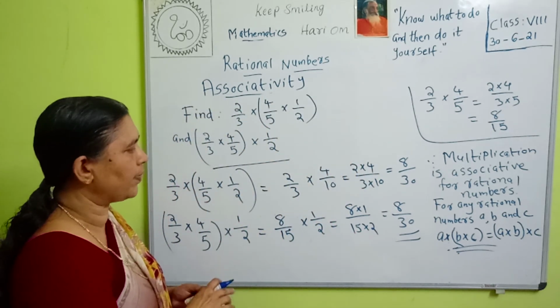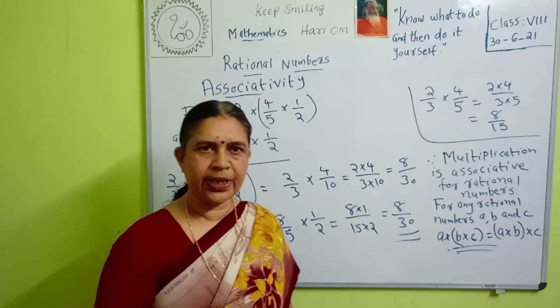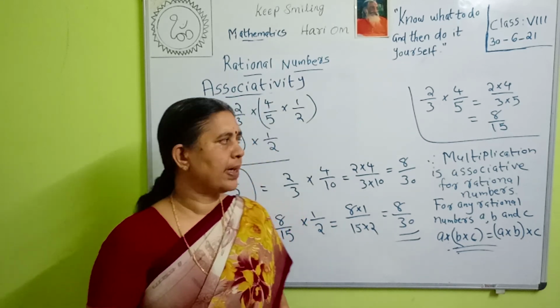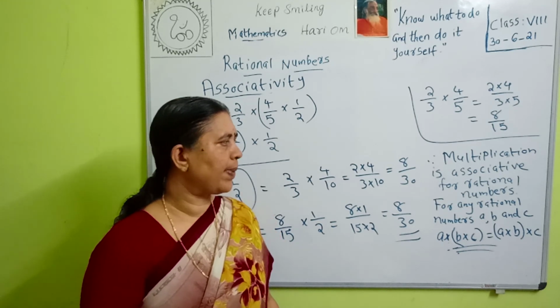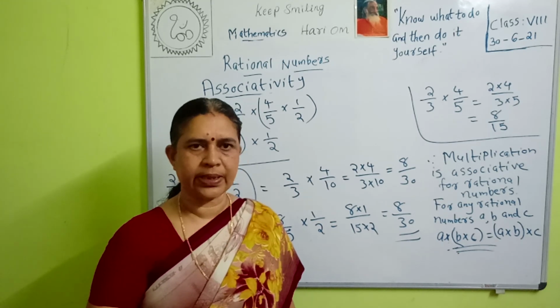So, what did we study today? Addition is associative for rational numbers. Subtraction is not associative for rational numbers. And third one, multiplication is associative for rational numbers.